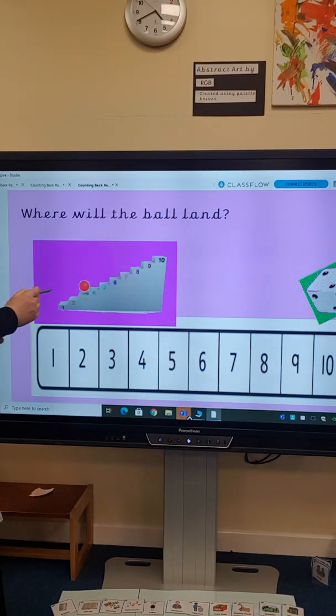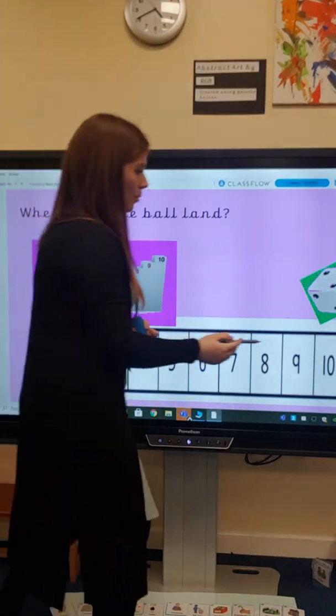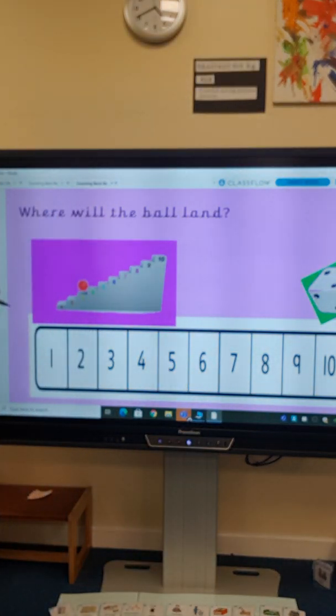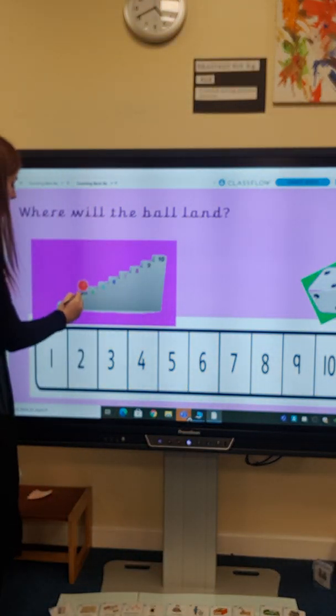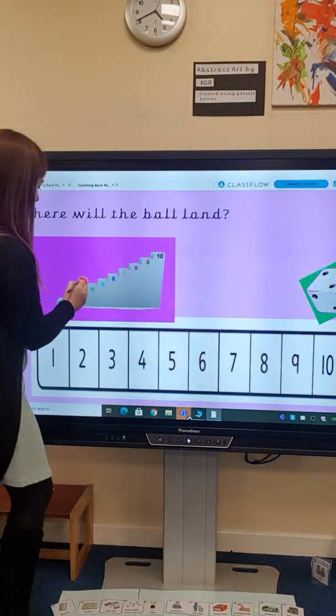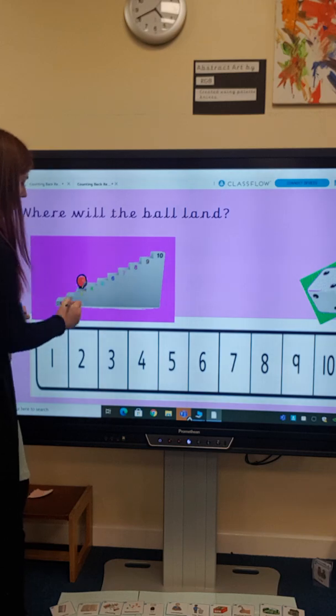Now we've got stairs and there's a ball. If you can see that ball, I'm going to circle the ball. There's a ball here. Where will the ball land? So the ball is on number 3. You see the ball there? If I circle the ball, number 3.